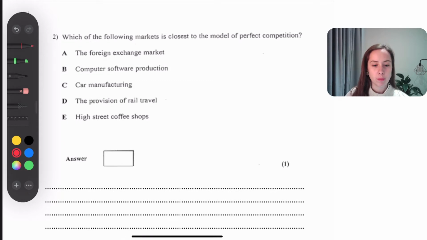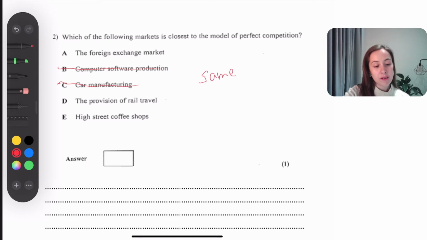Okay, question 2. Which is closest to the model of perfect competition? So I'm not going to list all the characteristics, but you're looking for something where you're selling the same products, everyone's selling the same things. So I'm going to exclude software. There's antivirus software, there's a whole bunch of different software. I am going to exclude cars. Yes, cars can be somewhat similar, but you've got electric cars, you've got non-electric cars, you've got SUVs, all kinds of things.